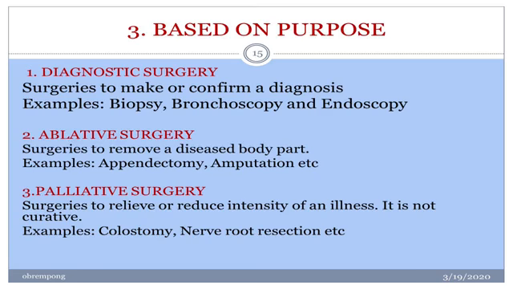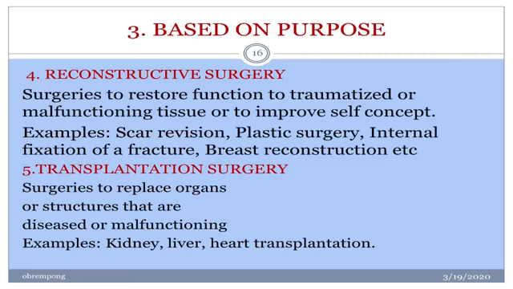So, for example, the colostomy, as we said earlier, brings an end point of the colon and diverts it through the abdominal cavity, creating a hole out so that waste products can just come out. We are not curing a condition, but we are reducing the intensity of the condition. Then we can also look at nerve root recession, and all these can be palliative care.